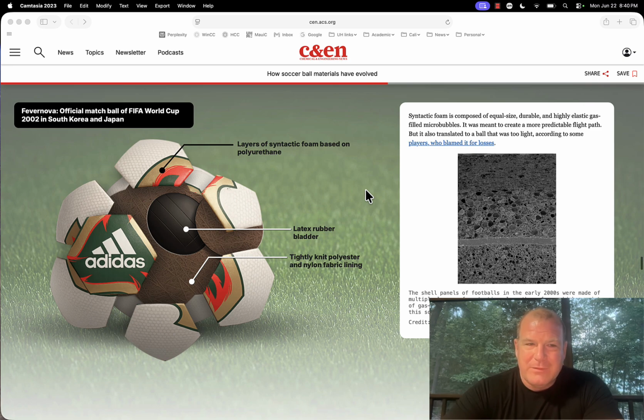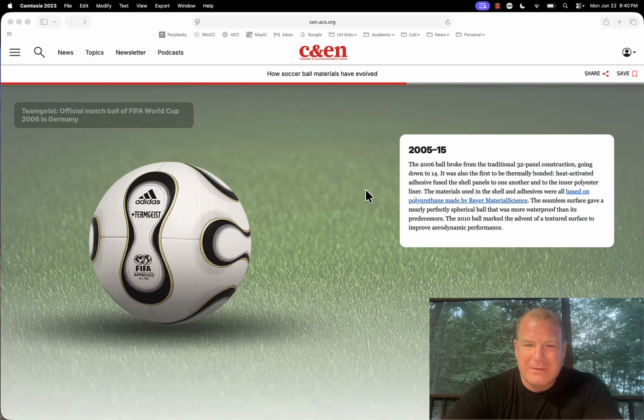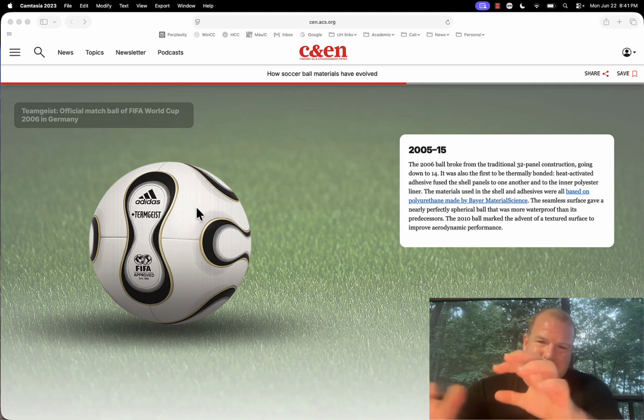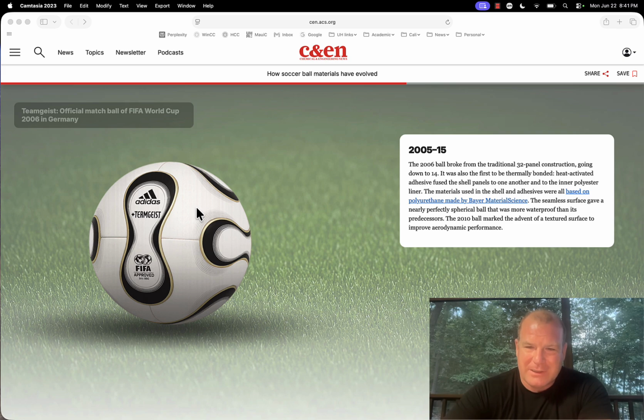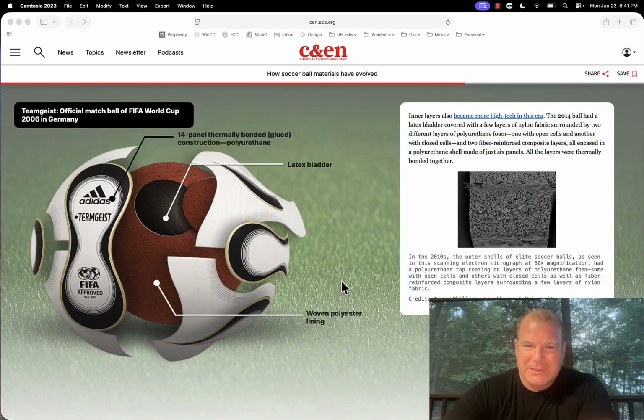So then we move on past to 2005, 2015, and they've moved away from the traditional 32 panel construction. Originally they started off with just leather coated pig bladders, and then they went to, I think, a truncated dodecahedron, but I know it's spherical. So they had the panels there, but if you lay it flat, it would be a truncated dodecahedron. And now, away from the 32 panels, now we have 14. So we changed the shape of the ball there, at least the outside surface.